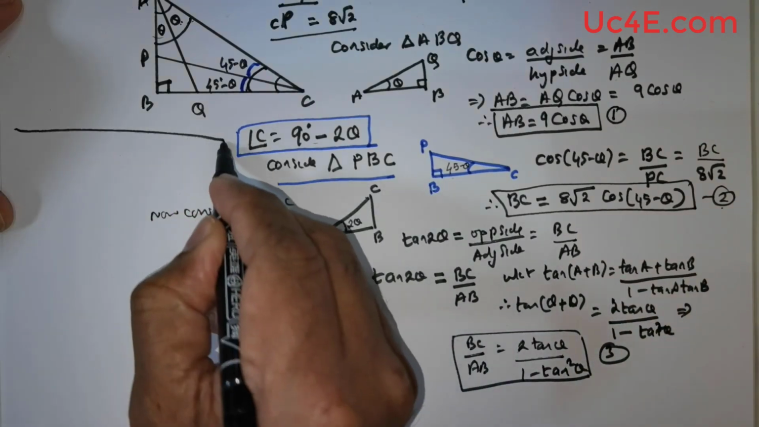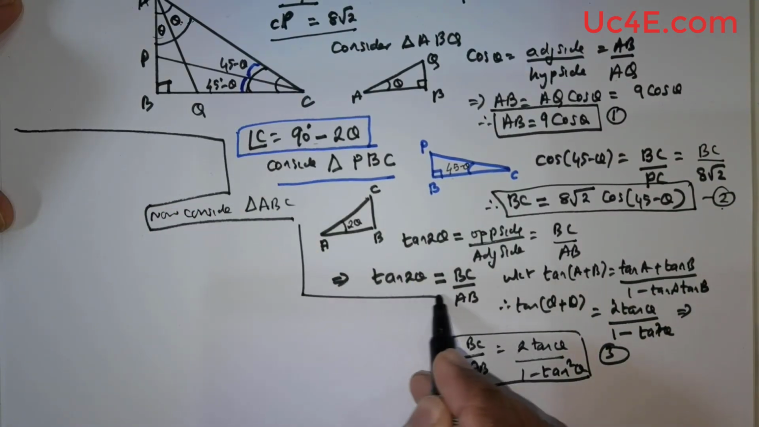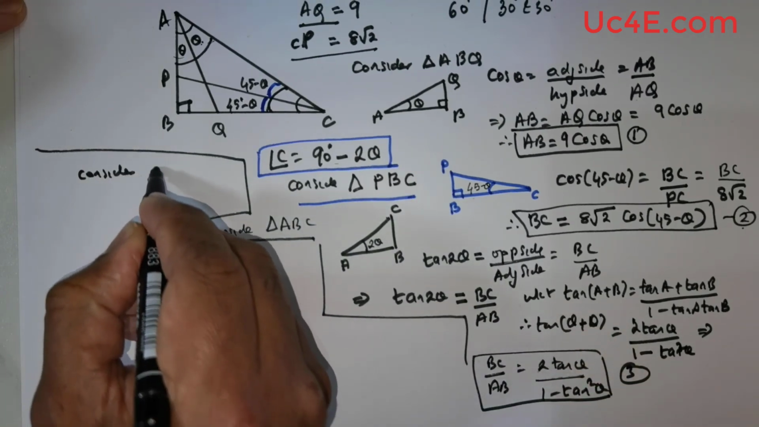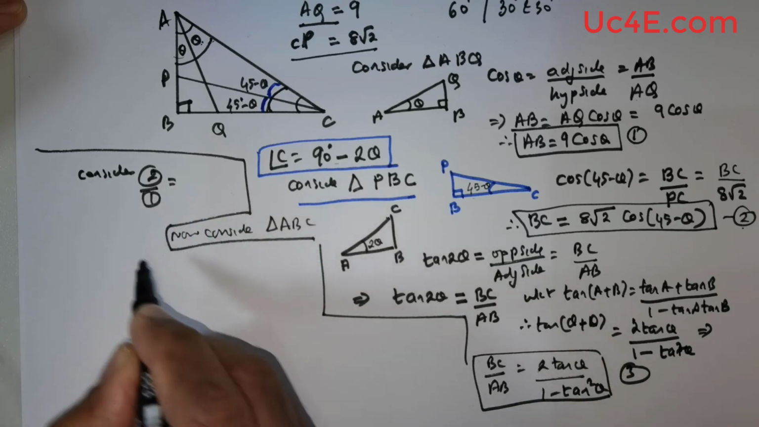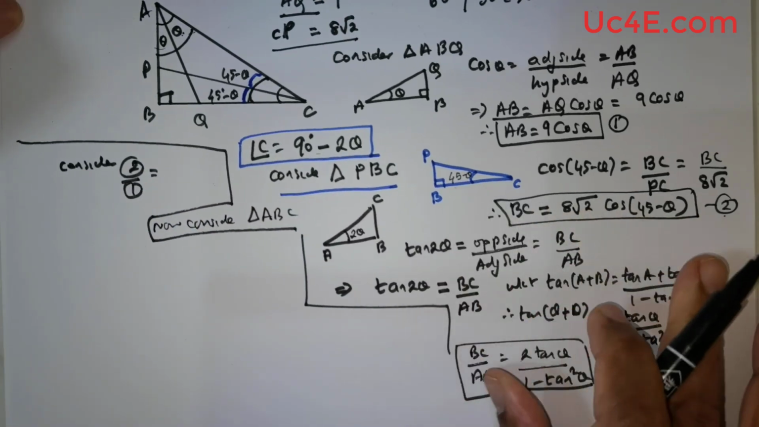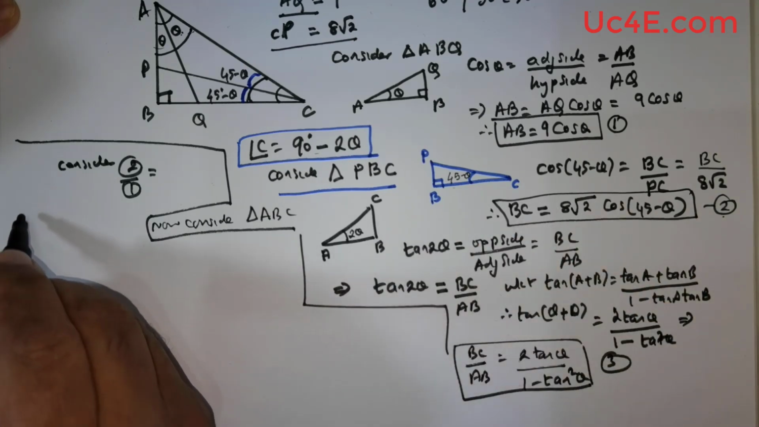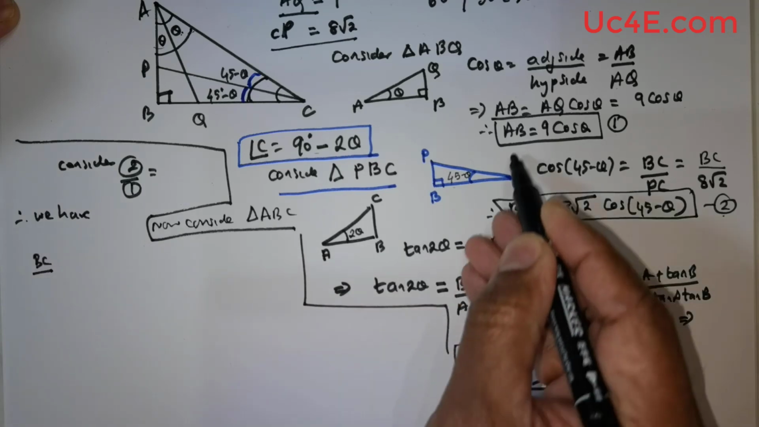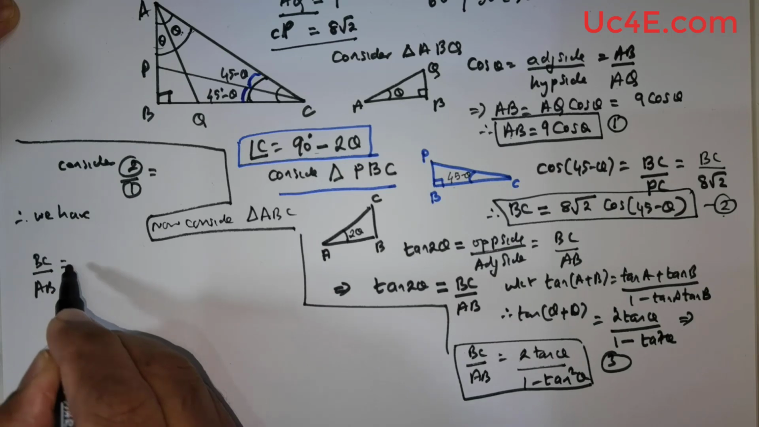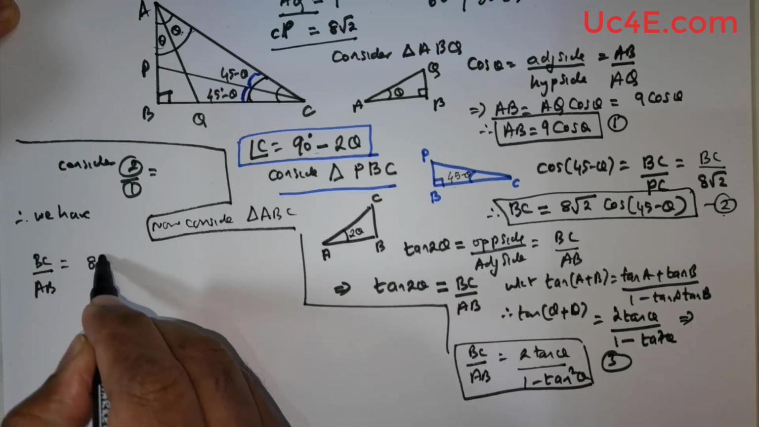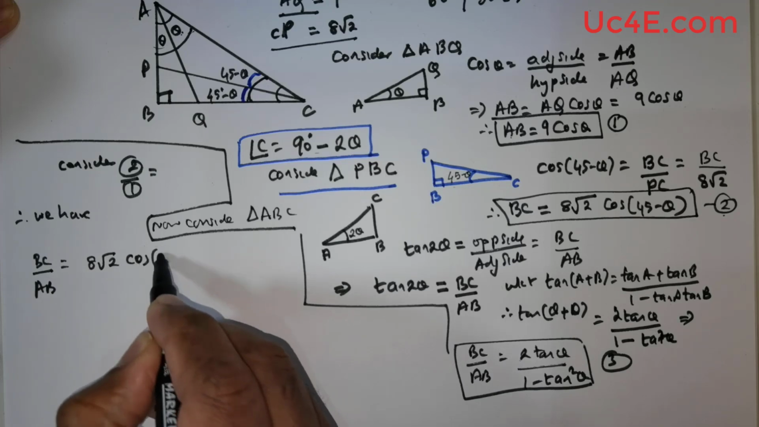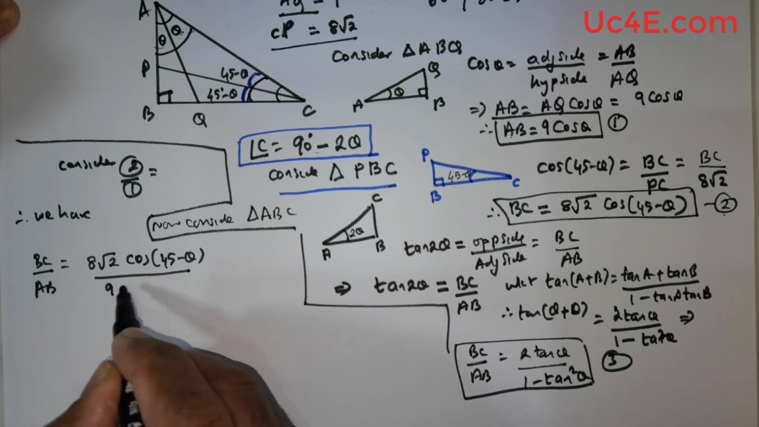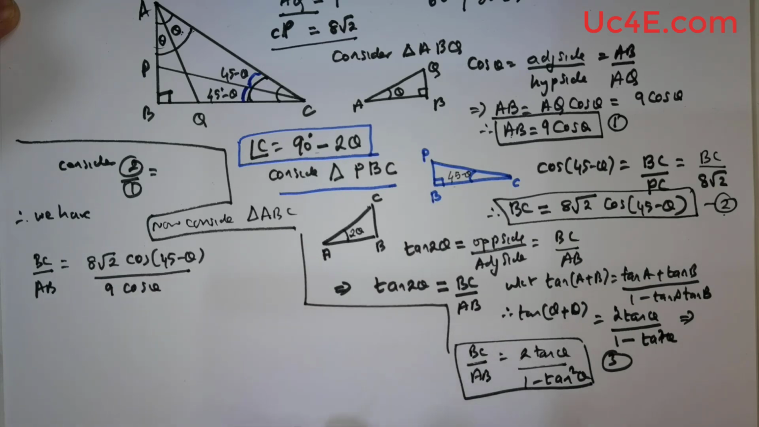Now I'm going to use this space here. Consider 2 divided by 1. What is that equal to? What is 2? 2 is this, BC. Therefore we have BC divided by AB is equal to, BC is 8 times root of 2 cos of 45 minus theta, divided by AB. AB is going to be 9 times cos theta. So this is what we've got.